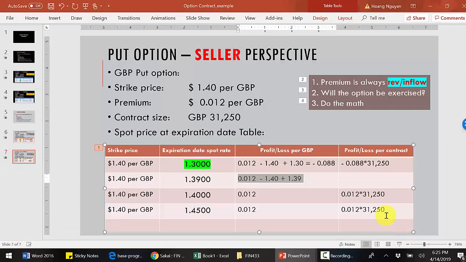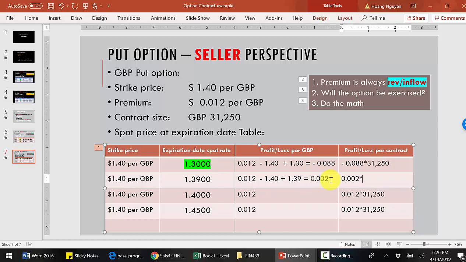So we can put the number here. It is equal to positive 0.002, per unit. And now for the whole contract, you multiply it with 31,250.